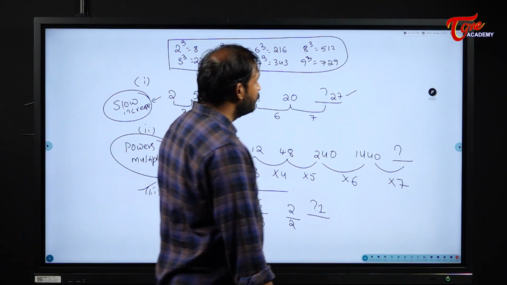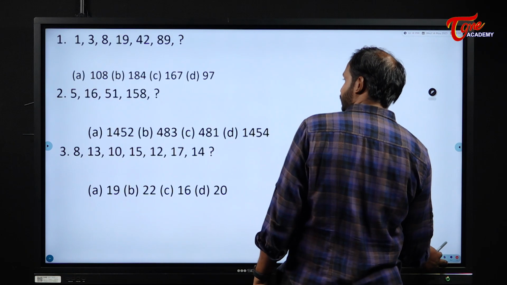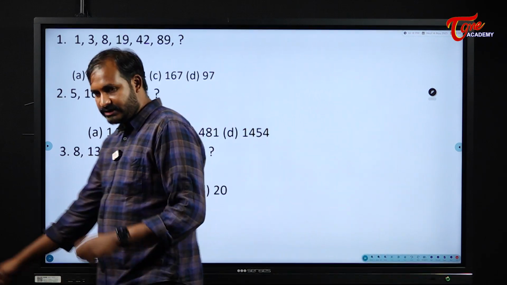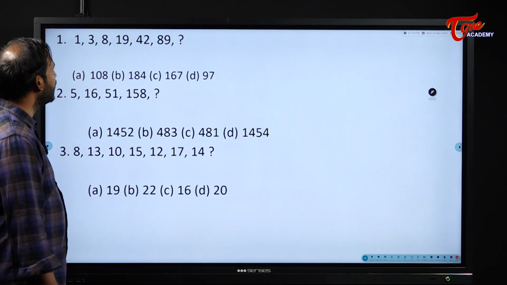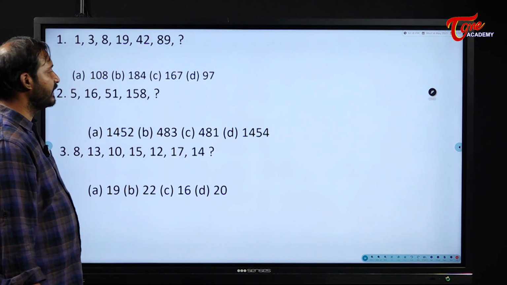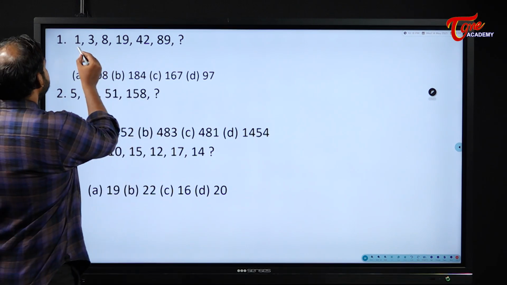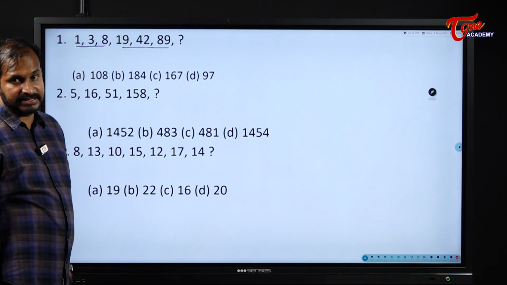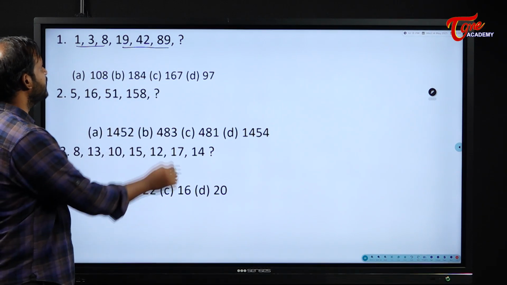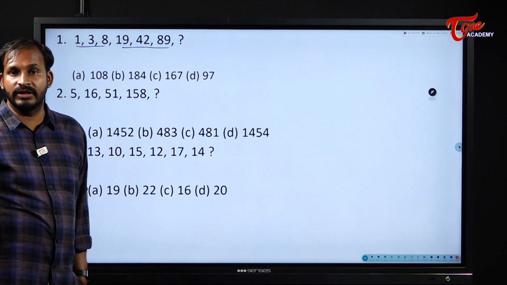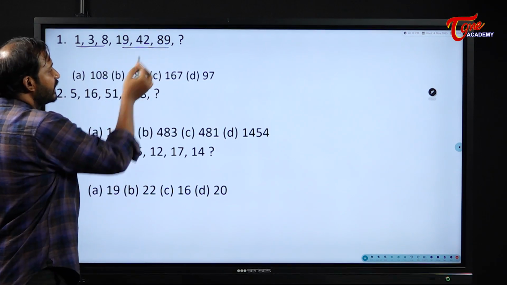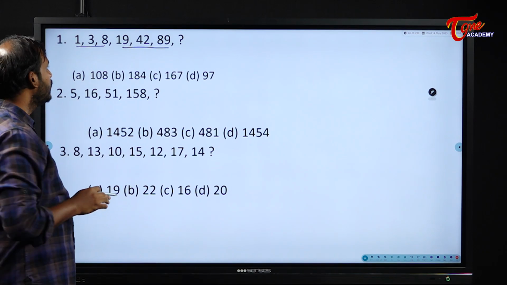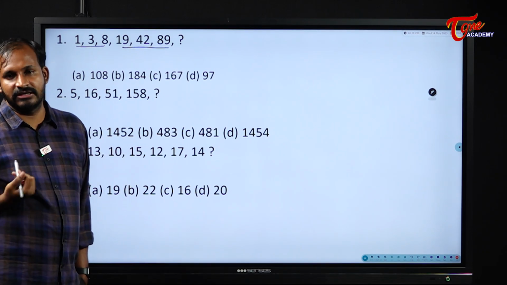Right now we will solve some questions from this series, students. Now see here, the first one: 1, 3, 8, 19, 42, 89. If you see the initial numbers, it may look like a very small increase, but as it progresses, see here, 19 to 42 is almost more than double, right? 42 to 89, more than double. So definitely there is a multiplication logic here.